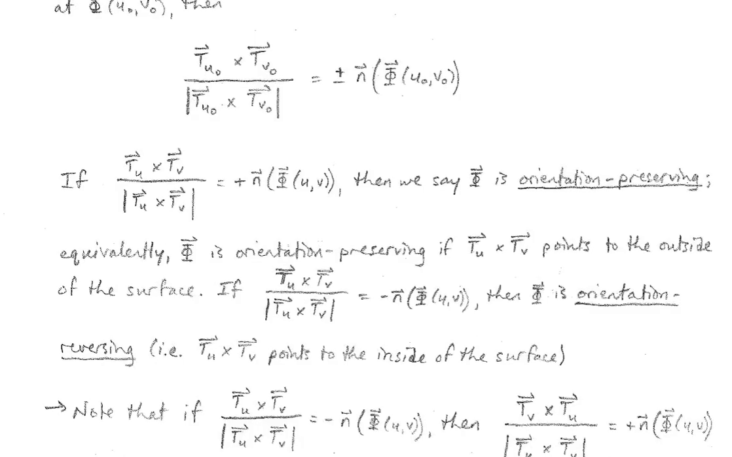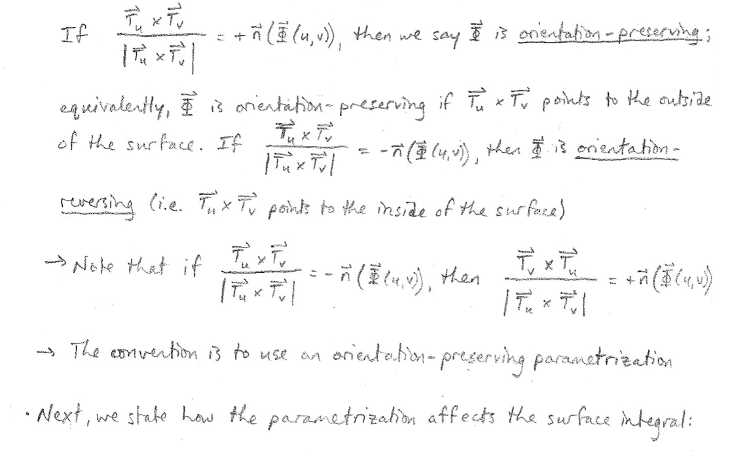If t_u cross t_v divided by the norm is minus the normal that we want, then it's orientation reversing, and that is to say that it's going to point to the inside of your surface. Now, the convention that we're going to use is that we're always going to use an orientation preserving parameterization. So that is to say, unless specified, we are always going to use the vector that is normal and points to the outside of our surface.